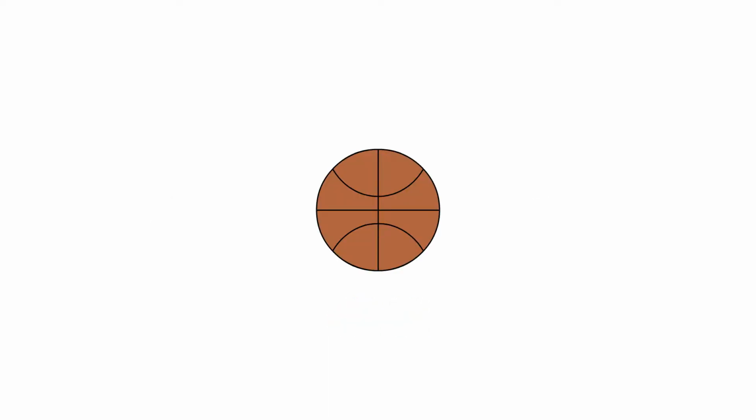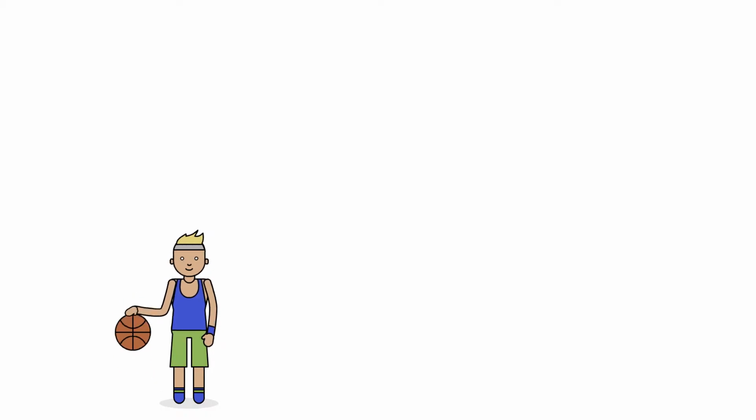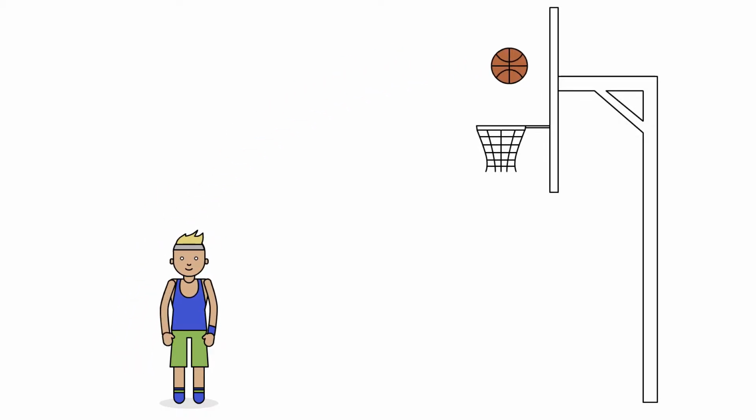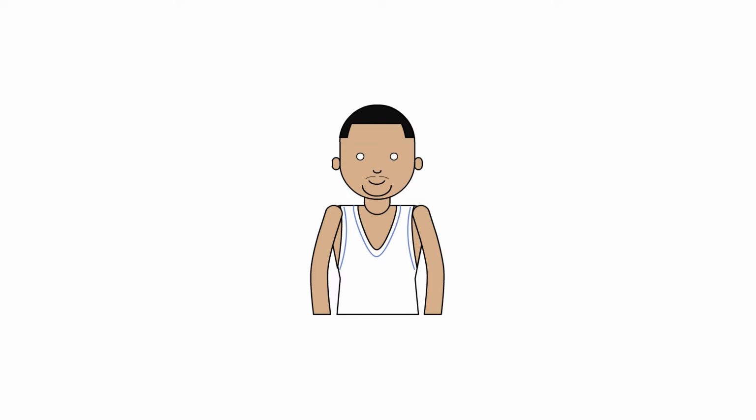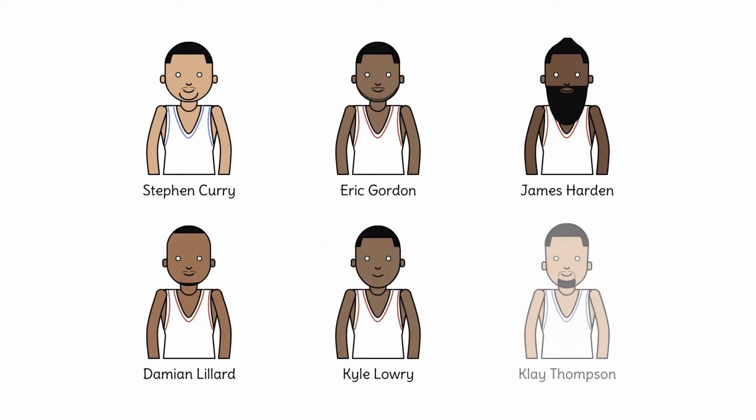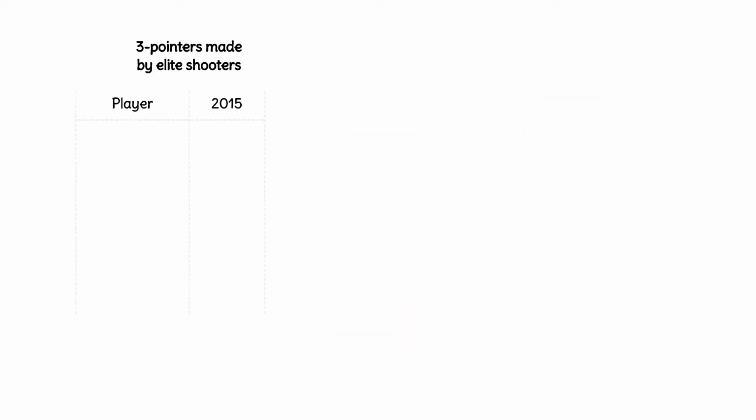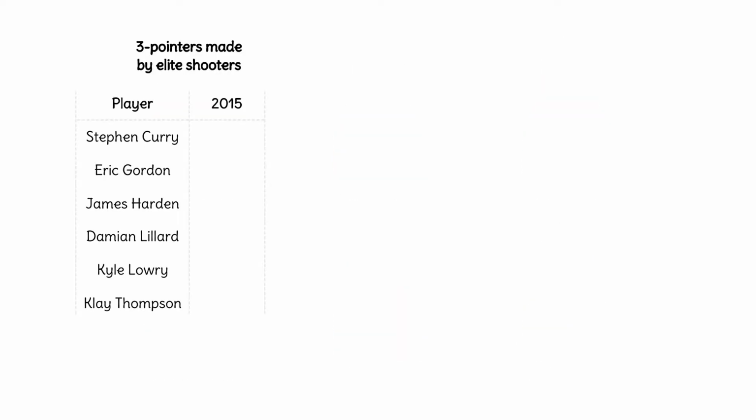If you've ever enjoyed a basketball game, you're in luck. These days, the NBA is full of famous players who shoot three-point shots with incredible accuracy that we've never seen before in history. Stephen Curry is the most famous of these elite shooters, but there are several others who are almost as good. Here's a table of 6 elite three-point shooters and the number of three-pointers that they made in the season ending in 2015.